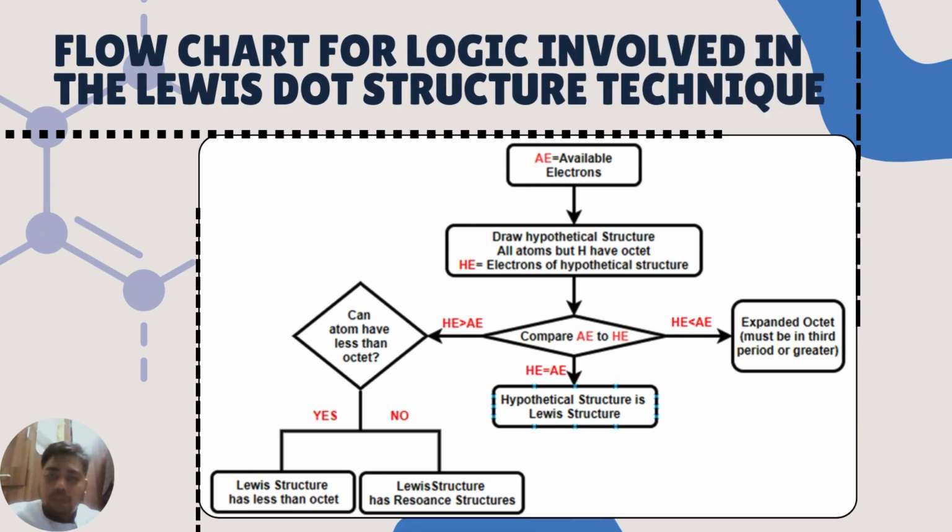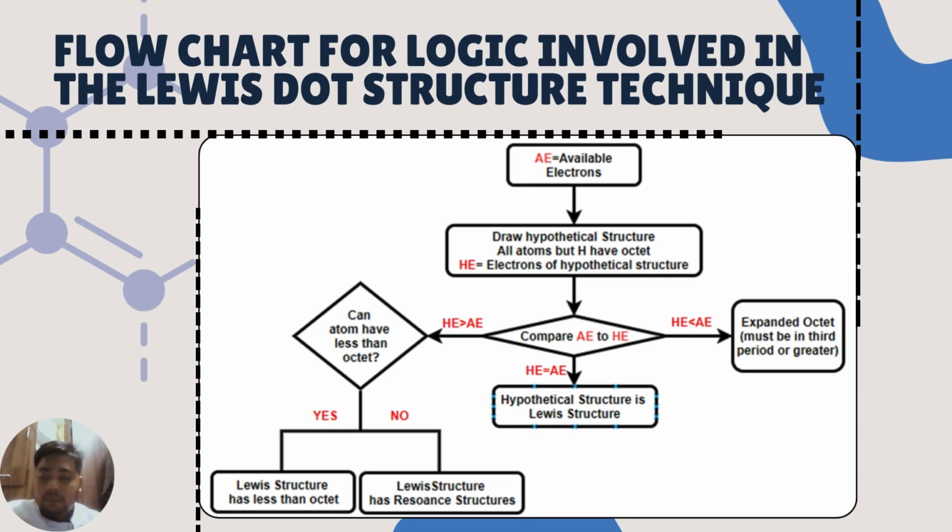This is the flowchart for the logic involved in the Lewis dot structure technique. We can use this flowchart as a guide when making a Lewis dot structure, or we can follow the steps in the next slides that further explain this technique. In this chart, we can see that the first step is to count the available valence electrons, or AE, and then we draw the hypothetical structure and count the number of hypothetical electrons in the structure.